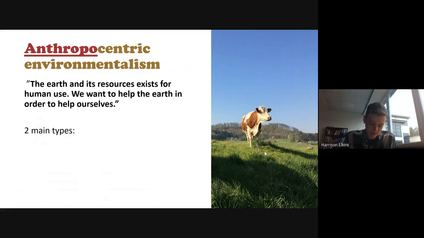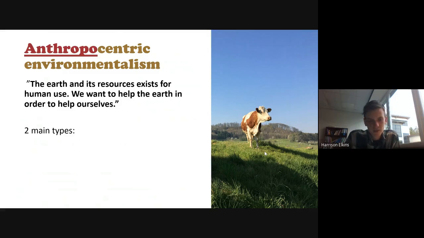So the big idea for anthropocentric environmentalism is that the earth and its resources exist for us to use. We want to help the earth. So it's not anti-earth, it's we want to help the earth, but for the purpose of helping ourselves, okay? And sometimes it might be detrimental to the earth. Sometimes we want to help ourselves regardless of whether that helps the earth. So sometimes it might be harmful. Other times we will want to help the earth, but in order to help ourselves, okay?